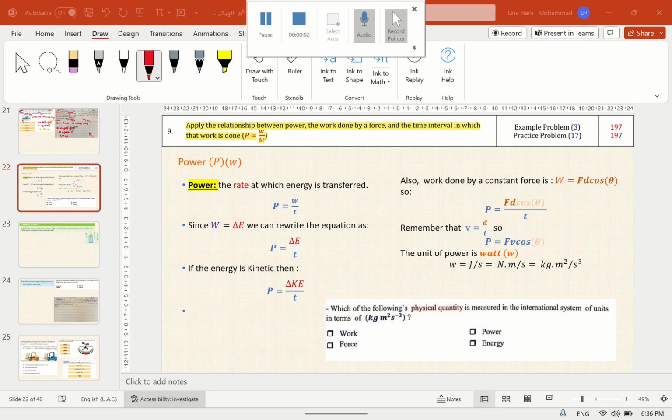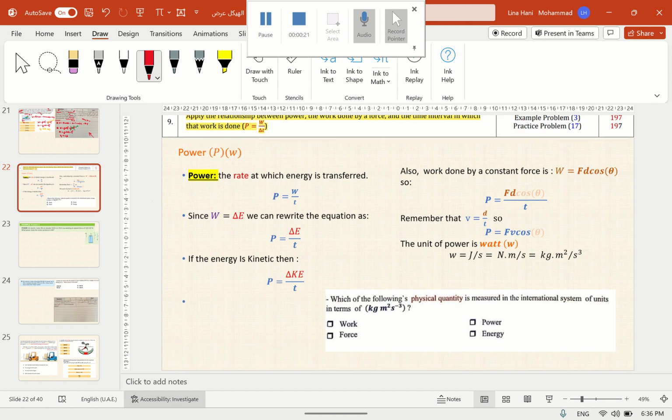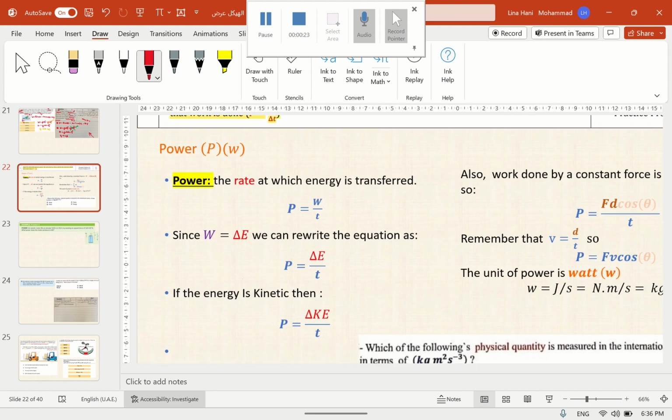Question 9. Apply the relationship between power, the work done by a force, and the time interval in which the work is done. And the equation is power equals work over time. Now remember that power has a symbol P, and the unit of power is watts, W.